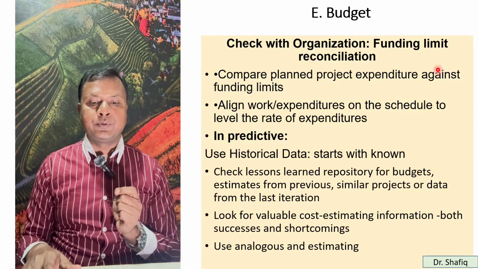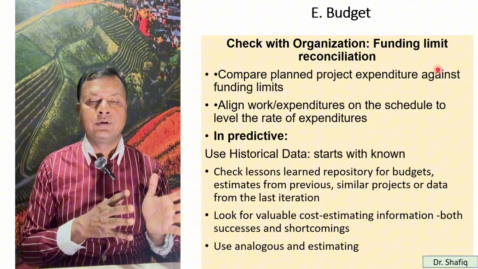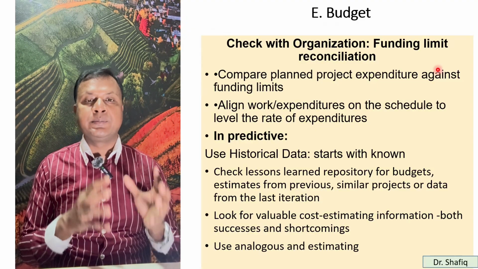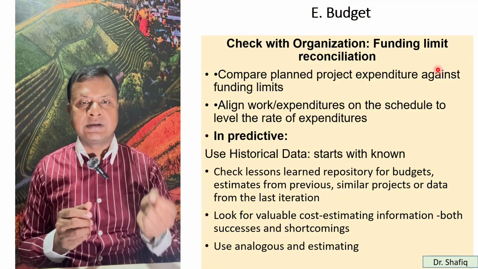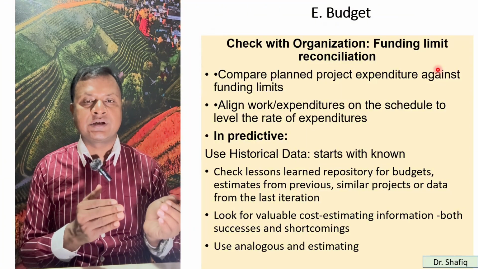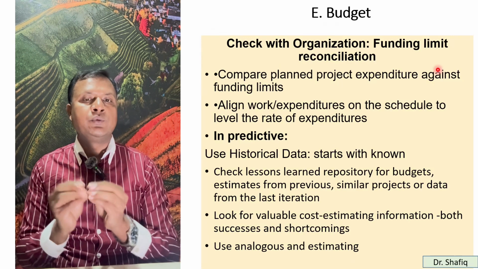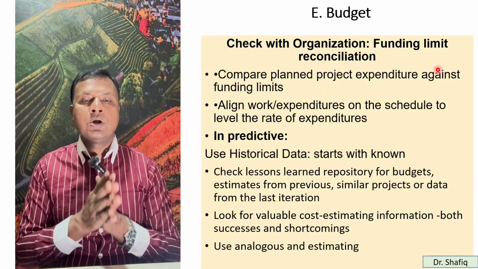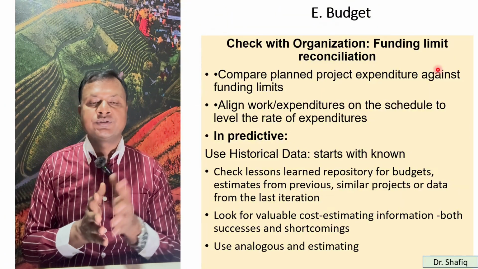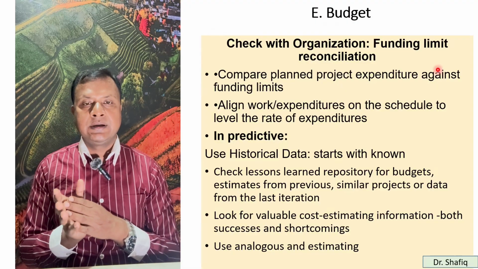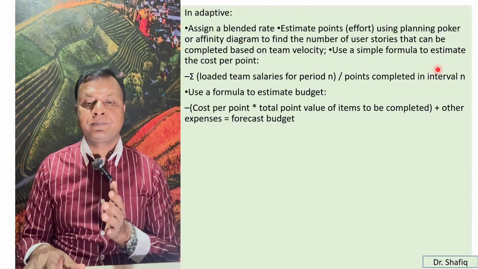So in the predictive approach, we can use the historical data, start from the known. We can check the lessons learned repository for budget. From previous experience, from previous examples, from any kind of previous projects, we can compare for which kind of activity, how much money we need. So we should look for valuable cost estimating information, both success and shortcomings. So we can use the analogous estimating method.